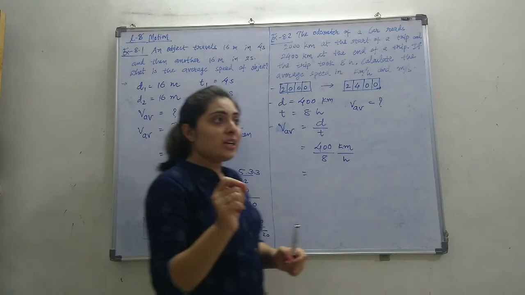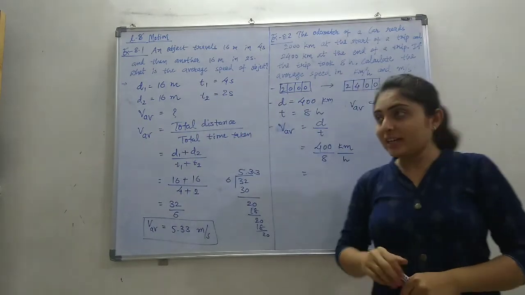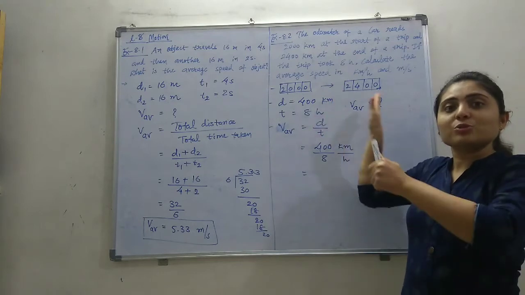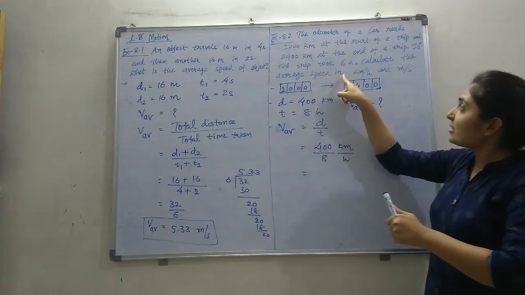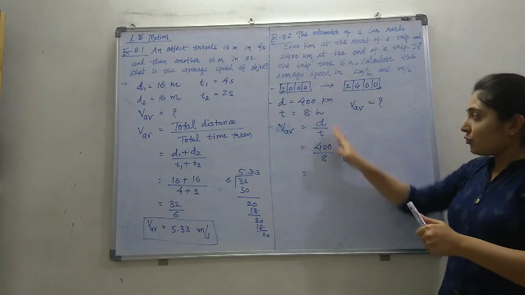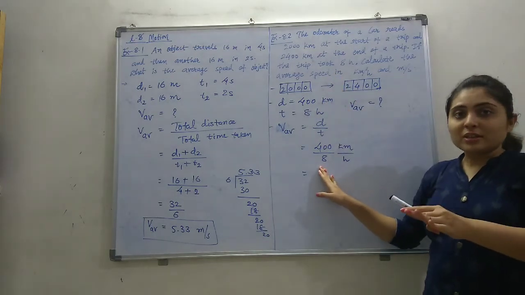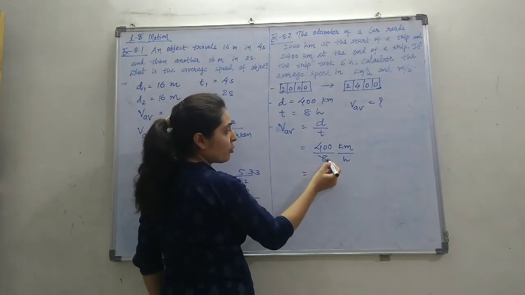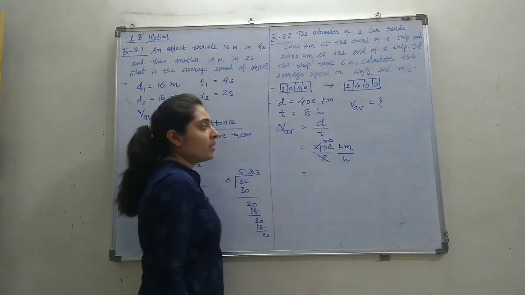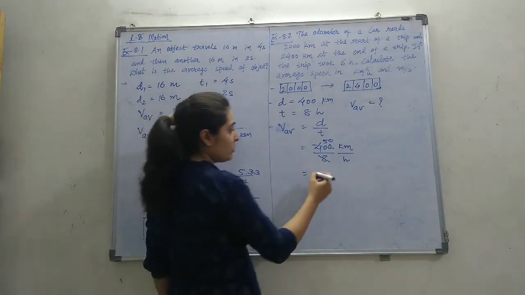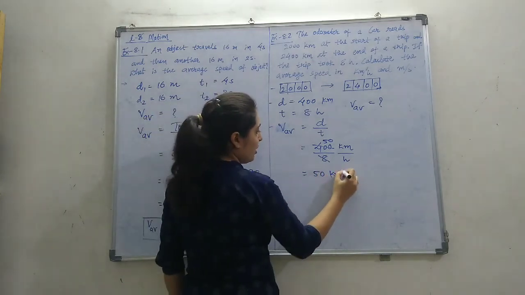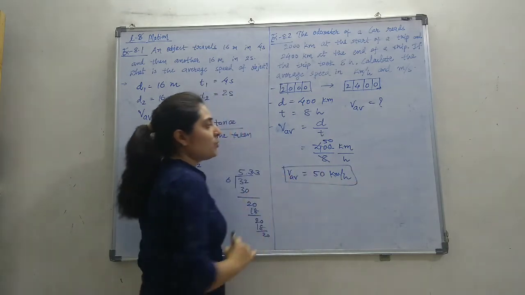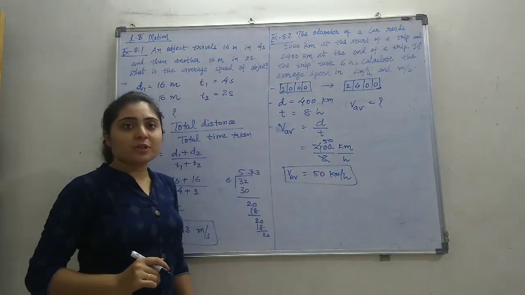If we need the answer in meter per second, then we need to convert kilometer to meter and hour to second. But here we need the answer in kilometer per hour. So first we will find the answer in kilometer per hour. 400 upon 8: 8 5s are 40, so 50 kilometer per hour. This is the average speed in kilometer per hour unit.